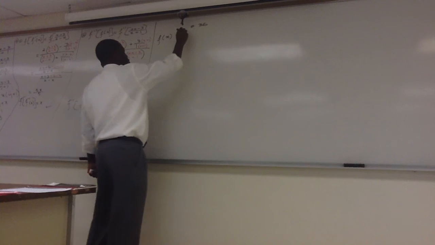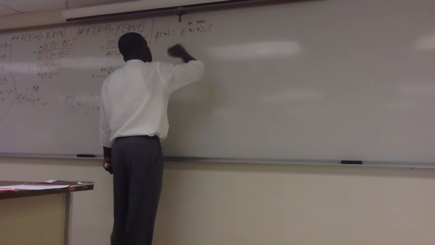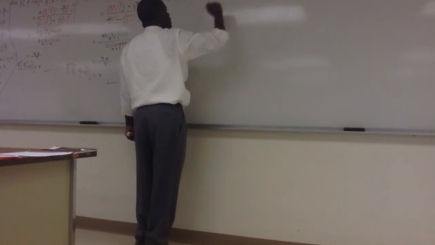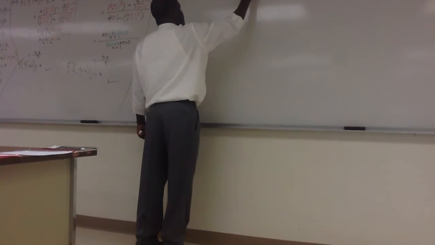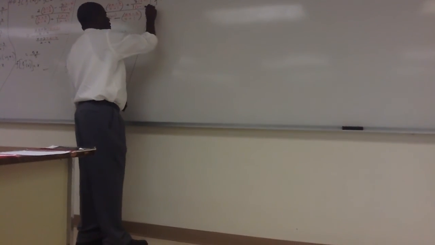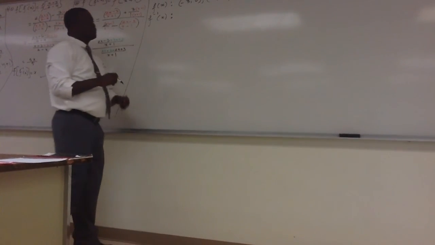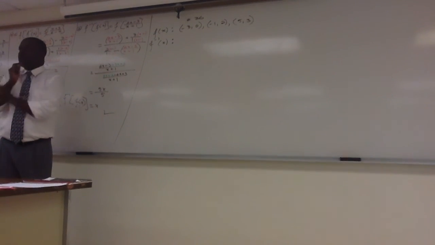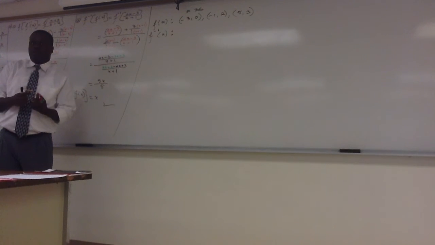Anybody? What are the points? Negative 3, 0. Negative 1, 2. And 5, 3. These are the points on f of x. Now, let's give the points on the inverse. The points on the inverse will just interchange the place values. That's all. Interchange them. That's how you find the inverse when you're given a point.